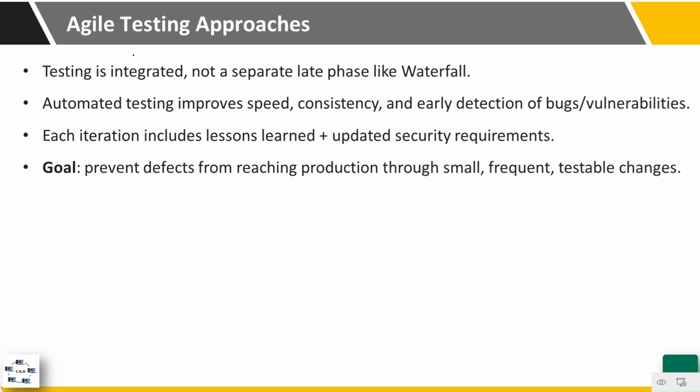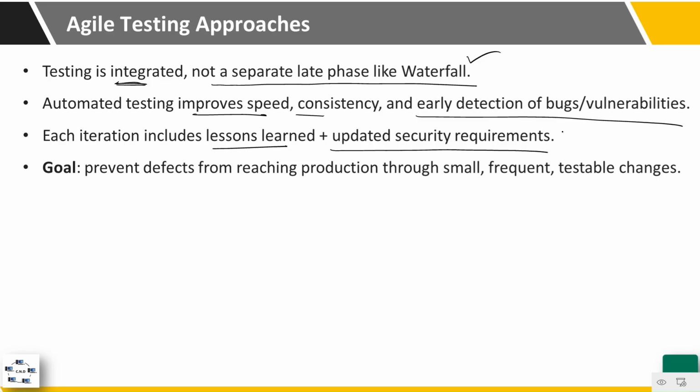Agile testing approaches: testing is integrated, not a separate late phase like in waterfall. In waterfall, we have a phase at the end that is testing, while in Agile, testing is integrated and included from the very beginning. Automated testing improves speed, consistency, and early detection of bugs and vulnerabilities. Each iteration includes lessons learned plus updated security requirements. The goal is to prevent defects from reaching production through small, frequent, and testable changes.